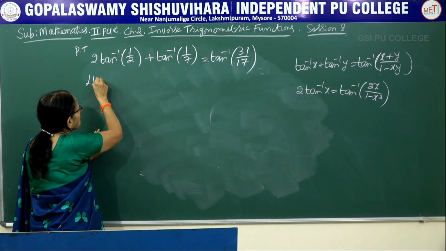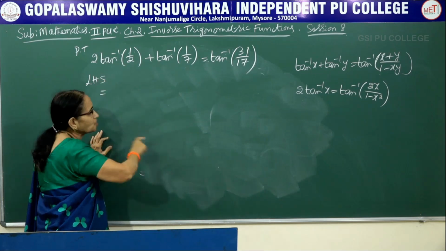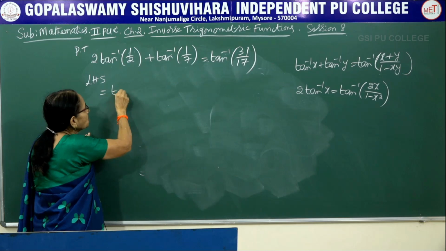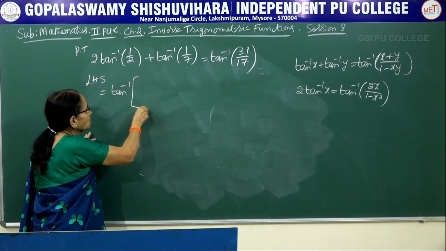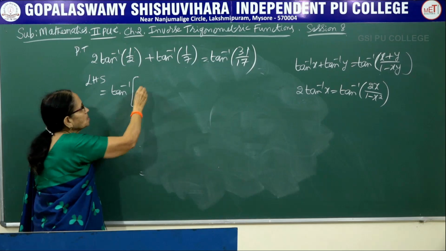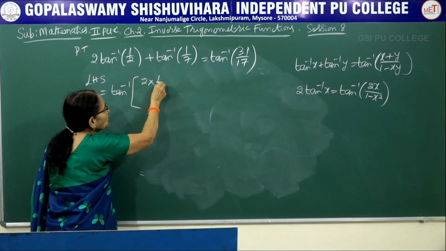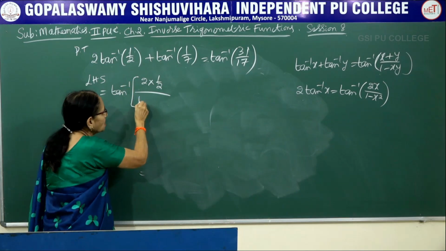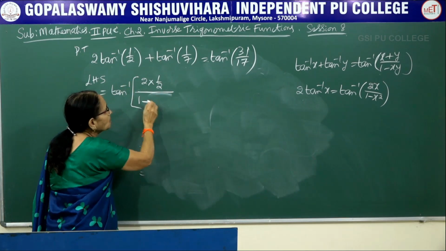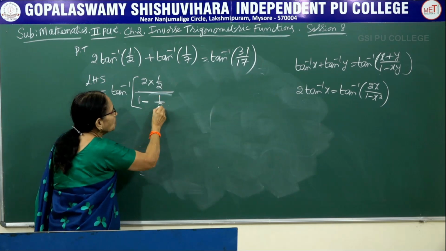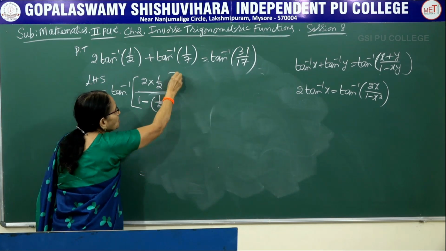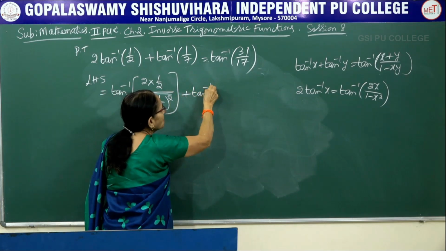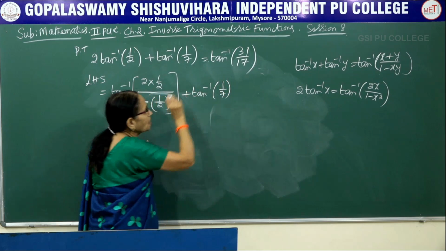So let me start with the left hand side. For the first term, look here, in the place of x now I am having half. So how do you rewrite this one? Tan inverse of 2 into x, that means 2 into 1 by 2, because the value of x is 1 by 2, divided by 1 minus x square. X square means half the whole square. Write the second term as it is. Don't make any changes in that one. Keep it as it is.